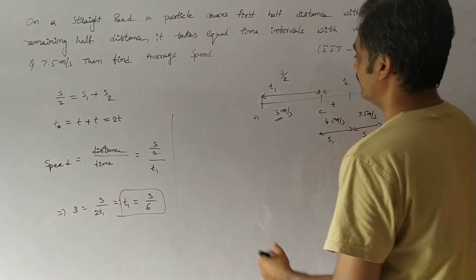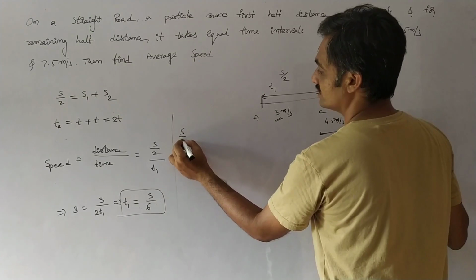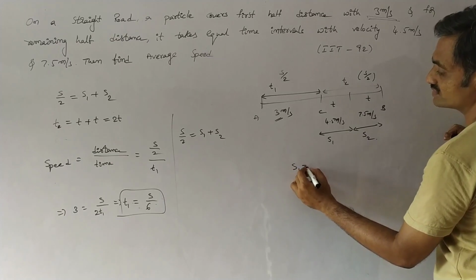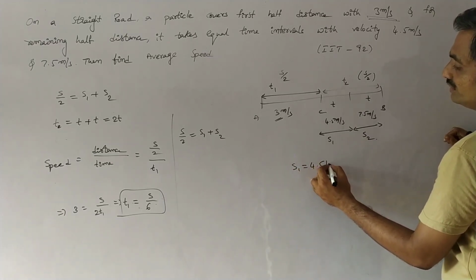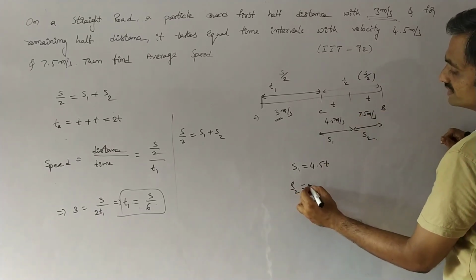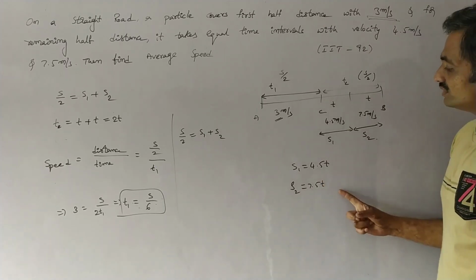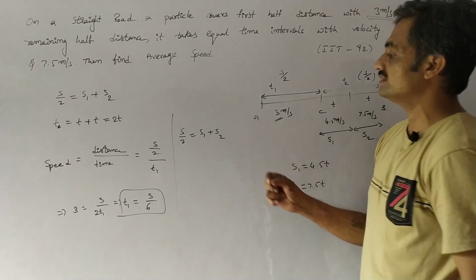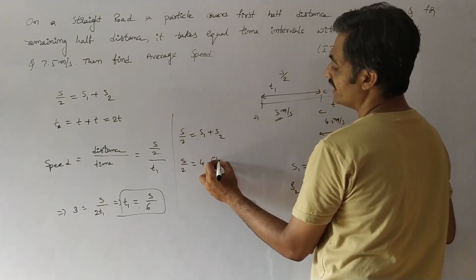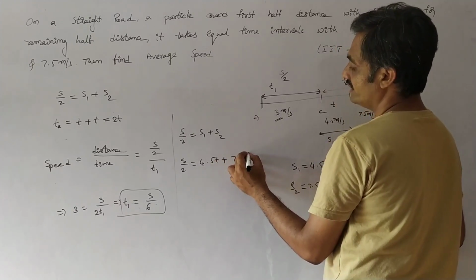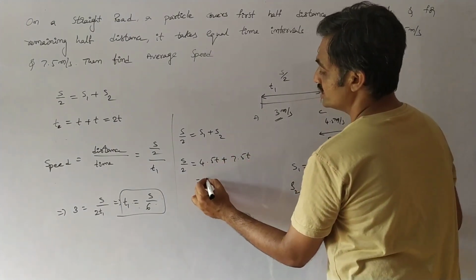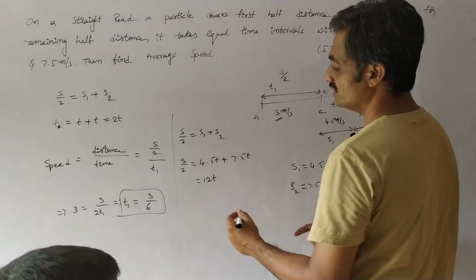For the next half, we know that S by 2 equals s1 plus s2. From this we have s1 equals velocity 4.5 into time t, and in the same way s2 equals velocity 7.5 into time t. Now if we substitute the values of s1 and s2 in this equation, we can write S by 2 equals 4.5 t plus 7.5 t. Adding 4.5 plus 7.5 gives 12 t. So S by 2 equals 12 t.